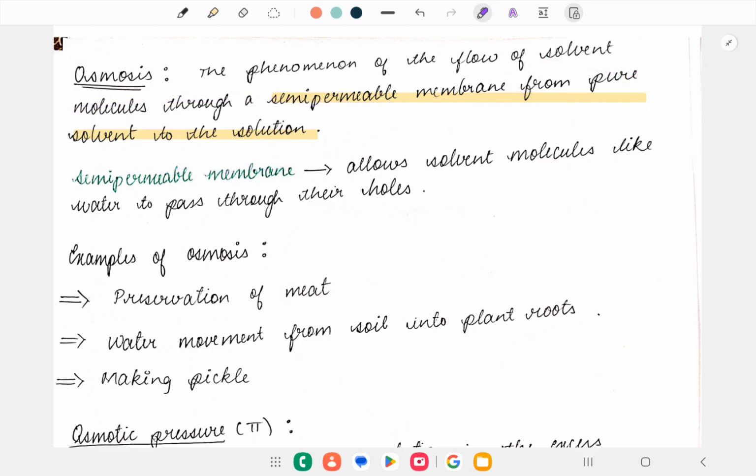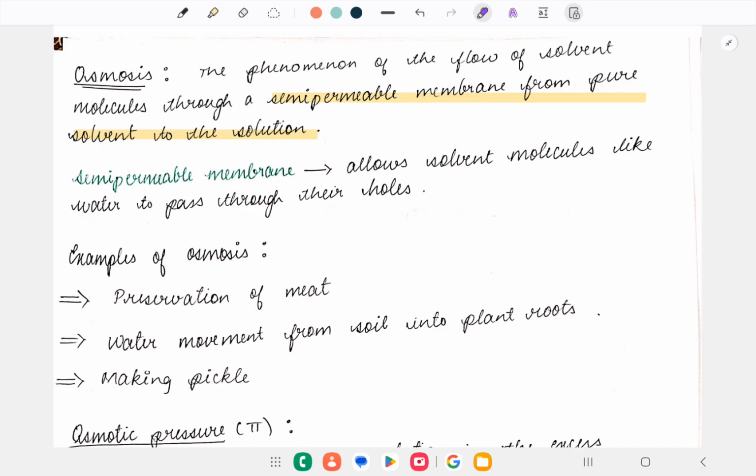And these membranes can be natural, such as the animal's bladders or parchment, or can be synthetic, such as cellophane. So these membranes will appear to be continuous sheets or films, but they will have some submicroscopic holes or pores in them which allow the transfer of the molecules.